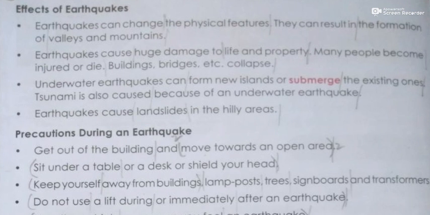Effects of earthquake. What are the effects? It can damage the physical features, and after the earthquake you can find a new formation of valleys and mountains. Usually when an earthquake comes, the mud and everything is totally dismantled and changed, and after the earthquake you can find new valleys and mountains developed in the area. It can cause huge damage to life and property. Many people will die, many will be injured, and many buildings will totally collapse.